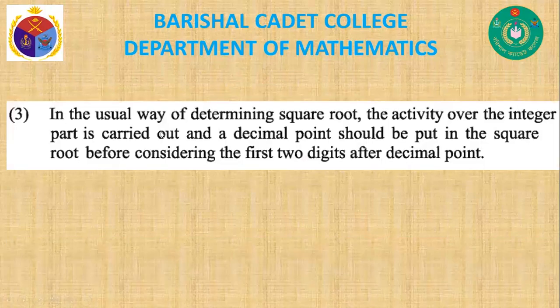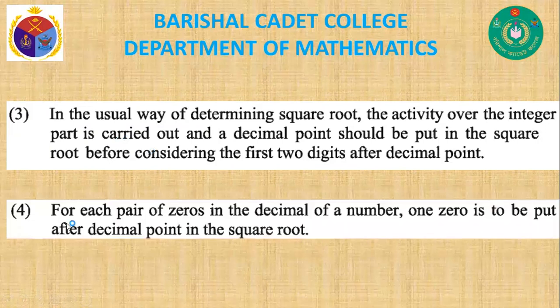Then, in the usual way of determining square root, the operation over the integer part is carried out, and a decimal point should be put in the square root before considering the first two digits after the decimal point. Then, number 4: for each pair of zeros in the decimal of a number, one 0 is to be put after the decimal point in the square root.